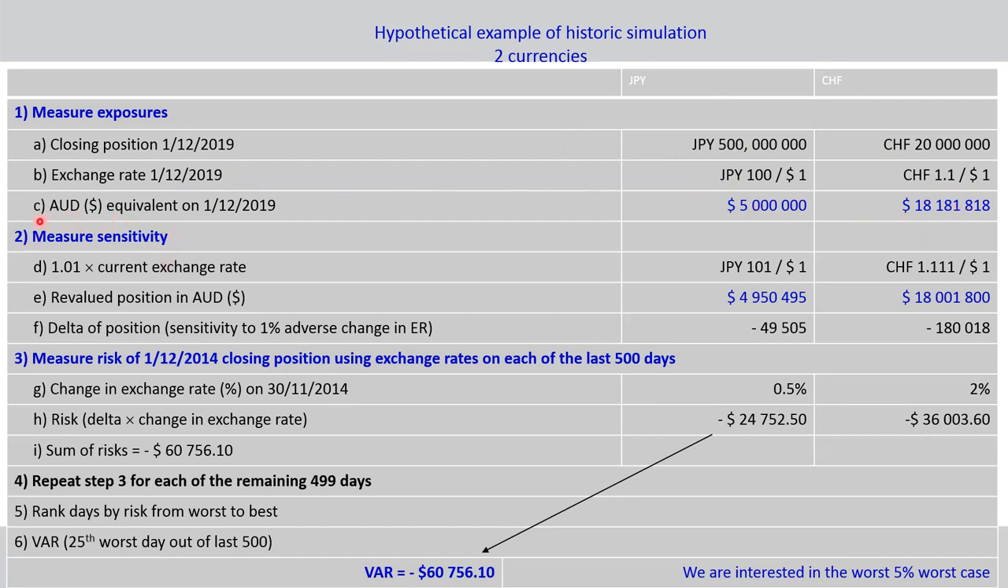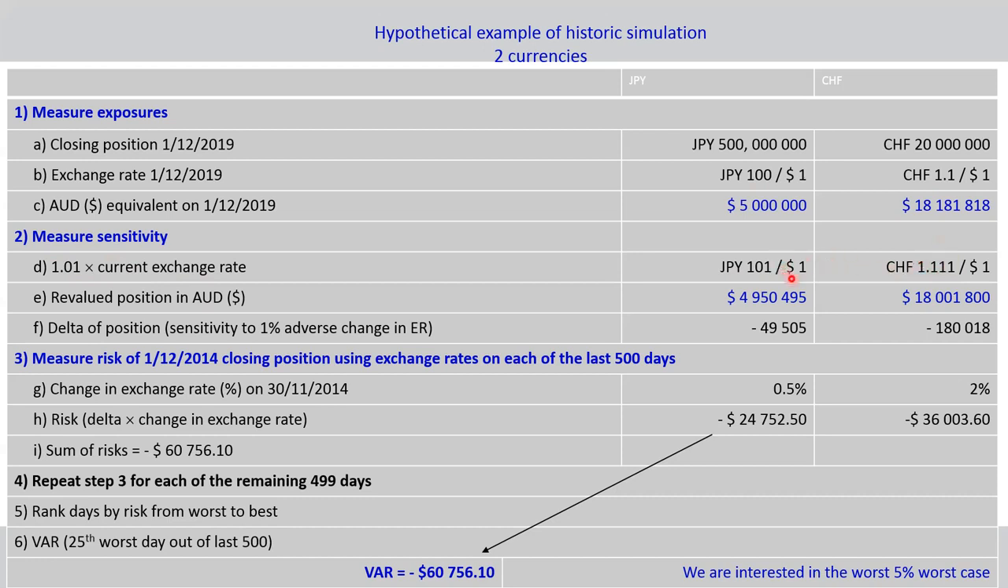Now, when we start to measure the sensitivity, please follow me step by step, because I will take you to delta, and then from the delta, I will tell you what we are going to do. So the delta assumes that there is a 1% change in the current rate. If this 1% change happens, the Japanese yen rate will increase from 100 to 101. Same thing here, we increase from 1.1 to 1.111. This is an increase of 1%.